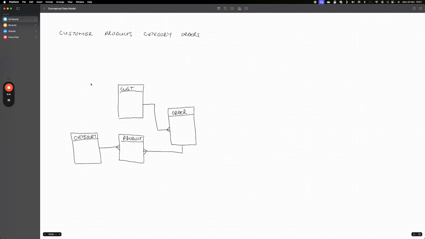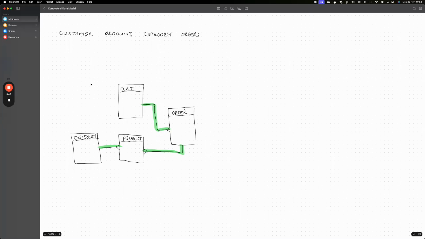So let's just refresh. We're saying a customer can have many orders. An order can have many products. And many products can belong to only one category, or in the reverse, one category can have many products. And that's it. It's as simple as it sounds.